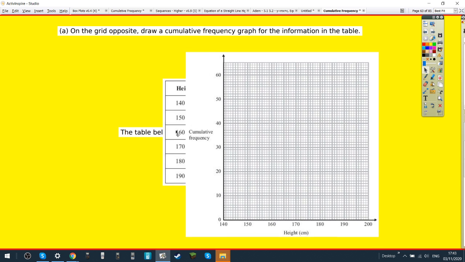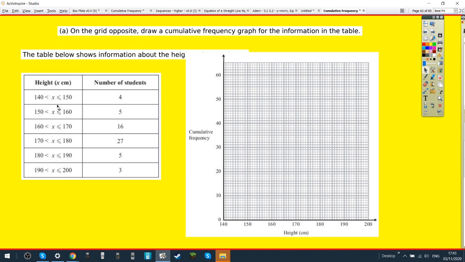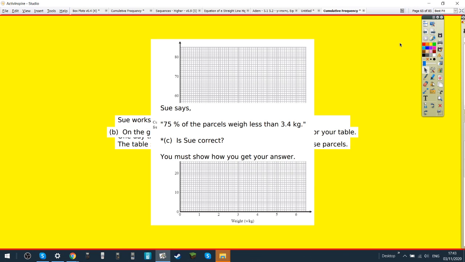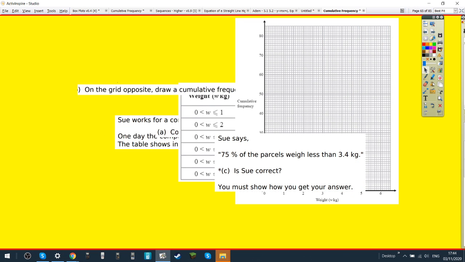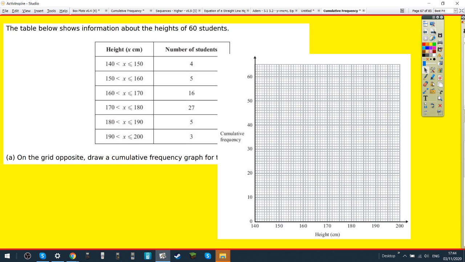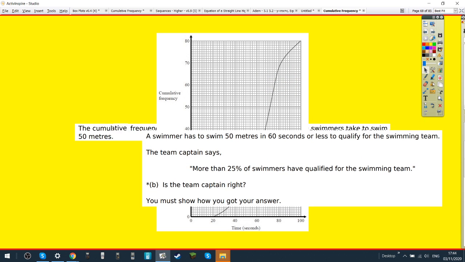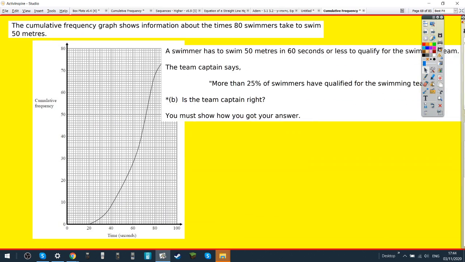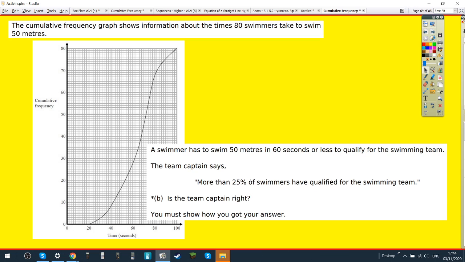Let's see this one. This is just draw the graph. So a lot of these require you to have the graph already, and it just takes a long time to draw it. Alright, so this is worth more marks. We'll see. Okay, how about this one?